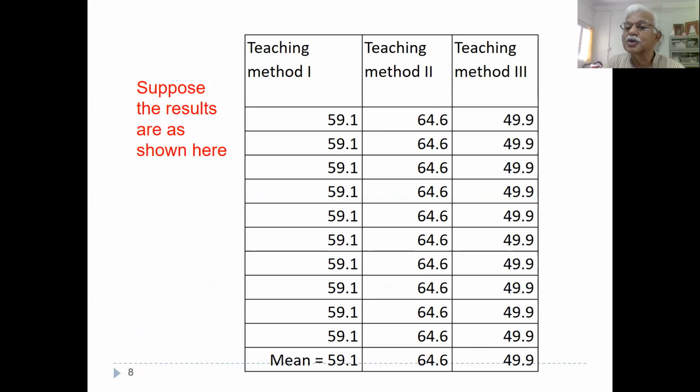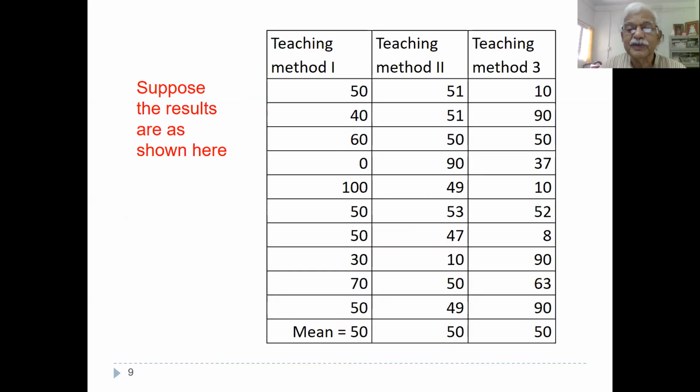Now, in such a situation, fluctuations within the groups do not exist. You can say fluctuations within groups are zero. And therefore, whatever fluctuations exist, they are between the groups. And certainly you can say that there is a significant difference between the groups.